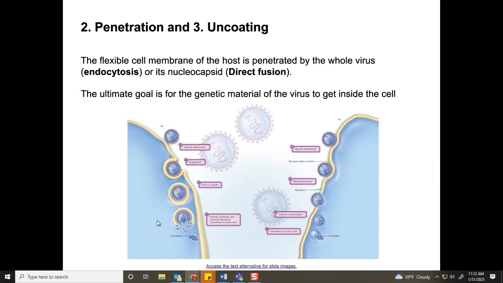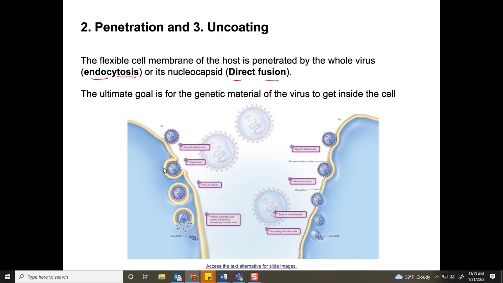So next we have penetrating and uncoating. I put these on the same slide. So the flexible cell membrane of the host is going to be penetrated by the virus, and it's going to be taken in by one of two processes, either endocytosis or direct fusion. So what we're seeing in this image here, we'll go with the left side first. We are seeing specific attachment, and again it's specific because it has to have the right protein receptors for the virus to dock onto.